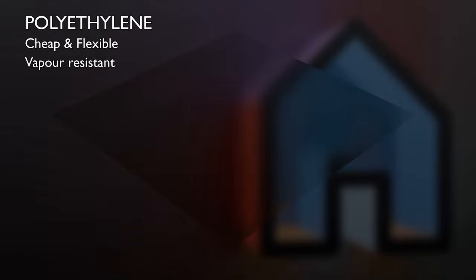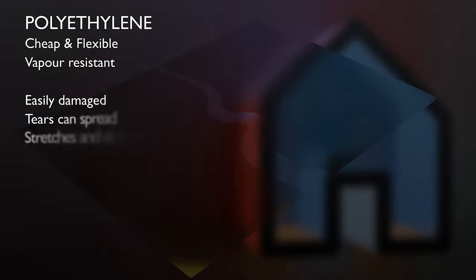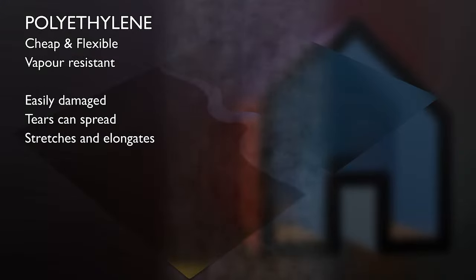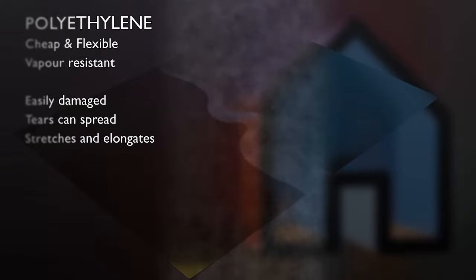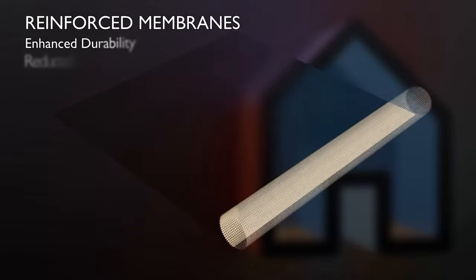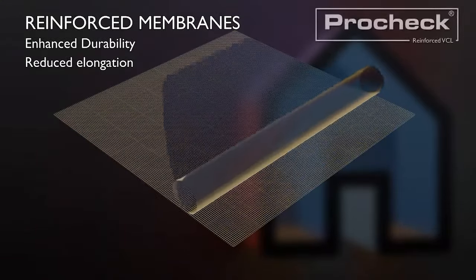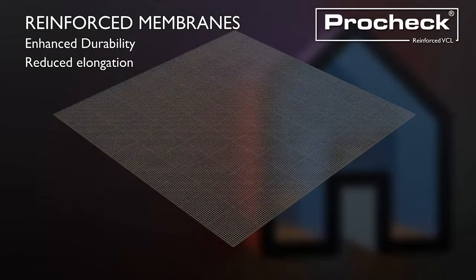Dedicated AVCL membranes are typically made from polyethylene, which, at its most basic, is cheap, flexible, and provides a reasonable degree of water vapour resistance. Such membranes are, however, very easily damaged, and any tears or snags can quickly spread, leaving large gaps in the AVCL layer. They can also stretch easily, which reduces the thickness of the material and reduces its vapour resistance. Because of this, polyethylene AVCLs benefit from additional layers and reinforcement, usually in the form of a fibre scrim.